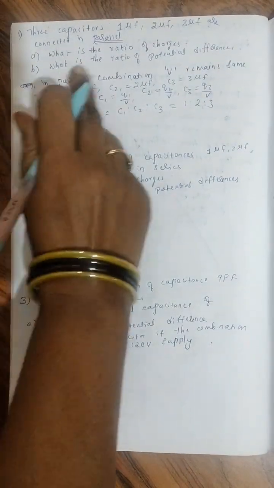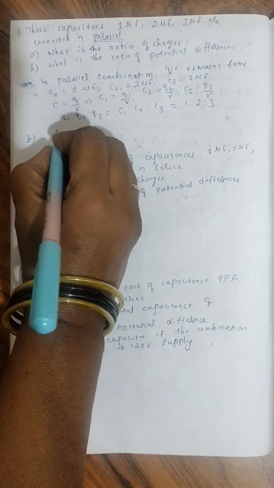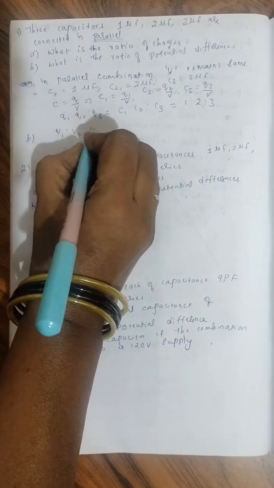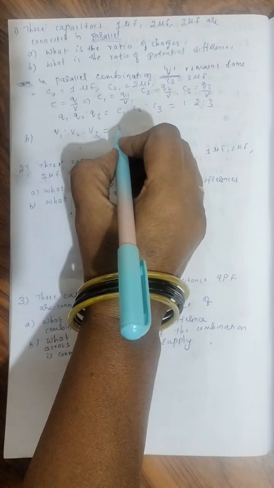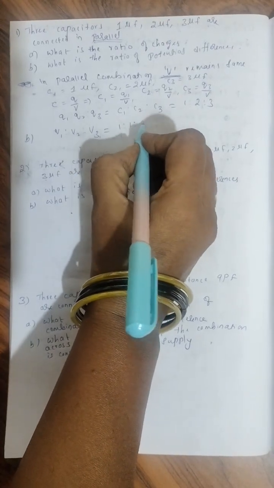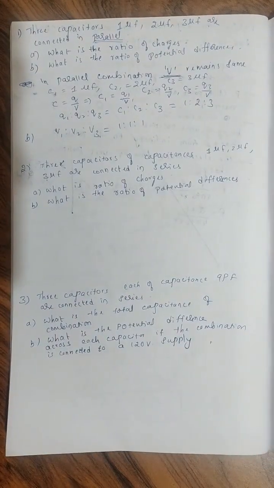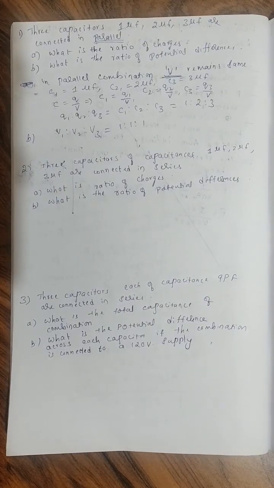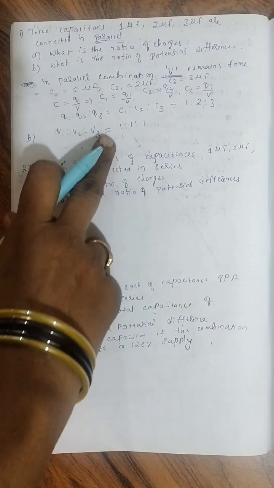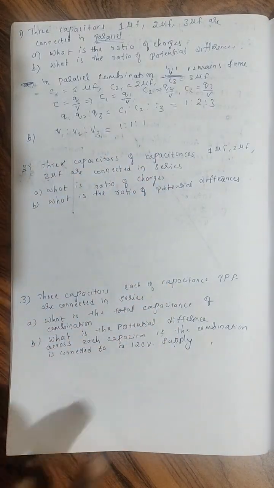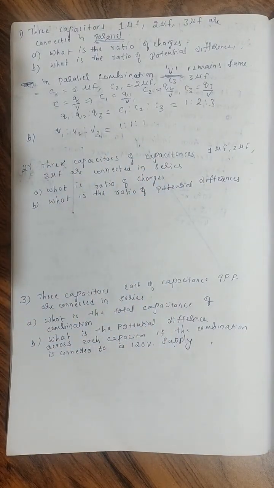Now B. What is the ratio of potential difference? V1 is to V2 is to V3. So potential difference remains the same, no? So 1 is to 1 is to 1. Potential difference remains the same, 1 is to 1 is to 1.